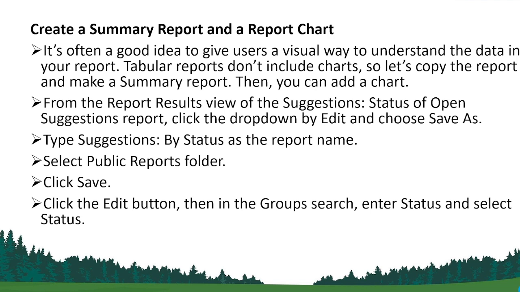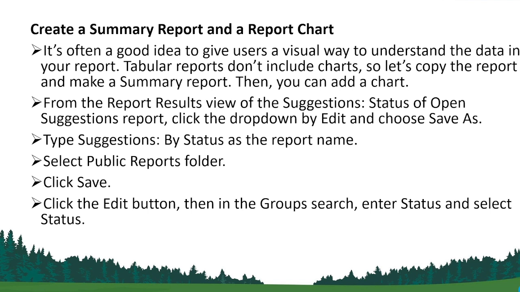From the report's result, we can view the suggestion and get the status of the open suggestions report. We can also click the drop-down menu, which will help you to edit and choose the save as option. Then you have different types of suggestions. You can select the suggestion by status, by opportunities, or by leads, which I already discussed in the previous slides. Now you can also select the public reports folder and click on save.